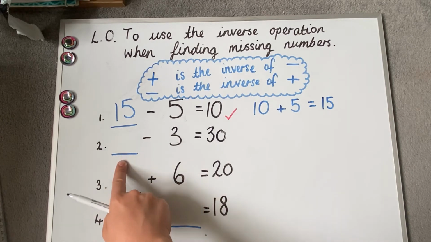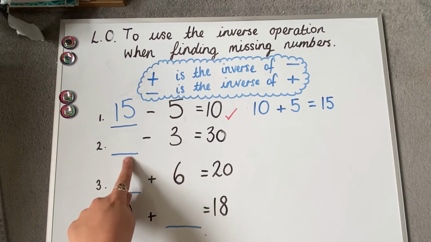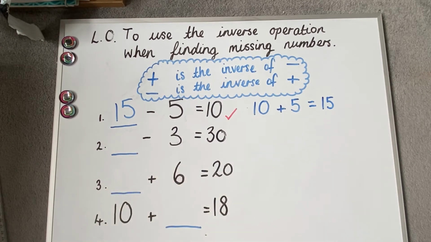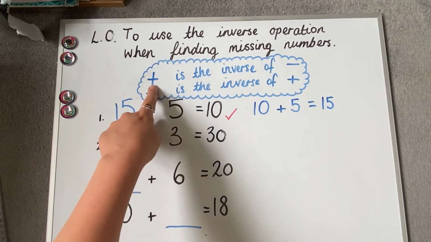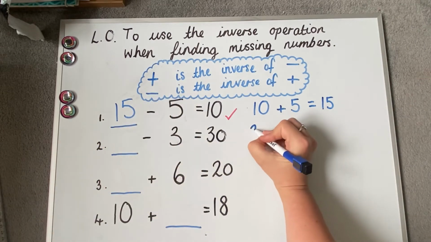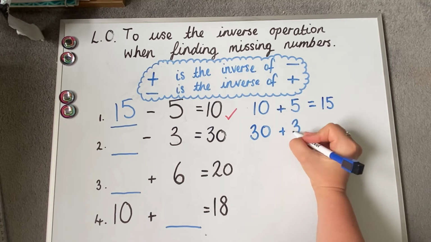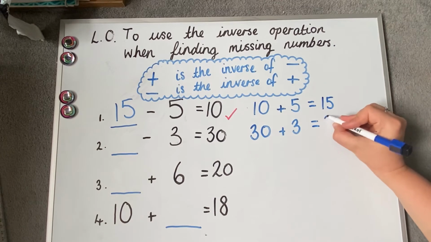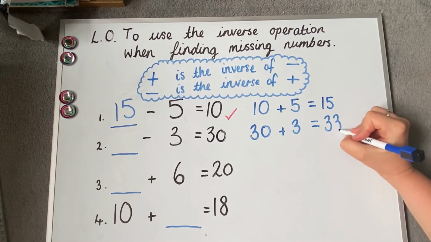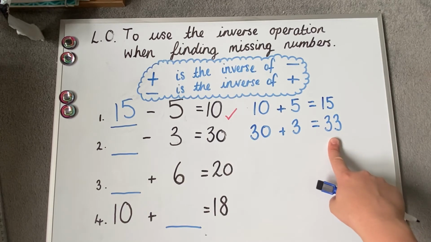We've got something, take away 3 equals 30. We need to find out what this missing number is. So let's use the inverse operation of taking away. So instead of taking away, we're going to add. So 30, add 3. What does that equal? Fantastic. That equals 33. So that must mean 33 is our missing number.